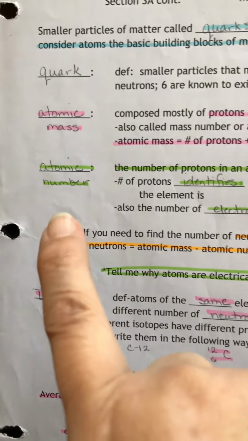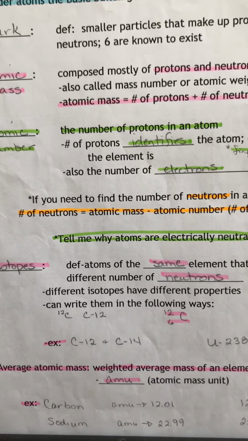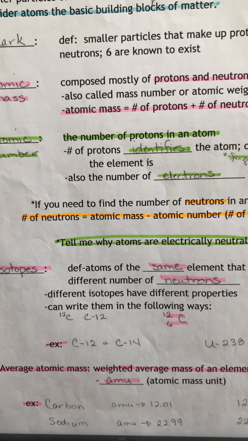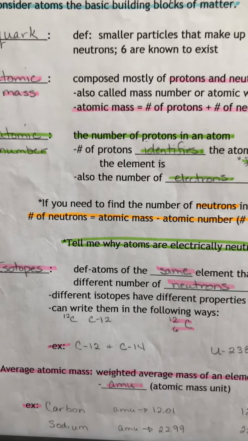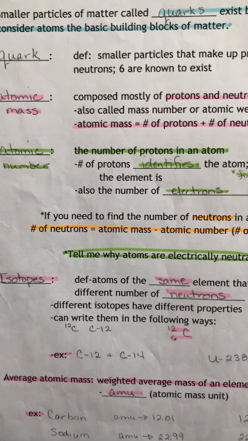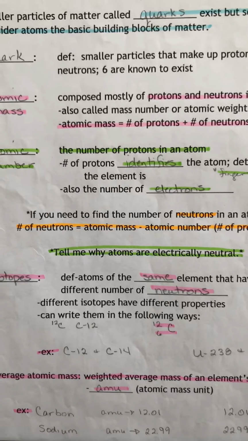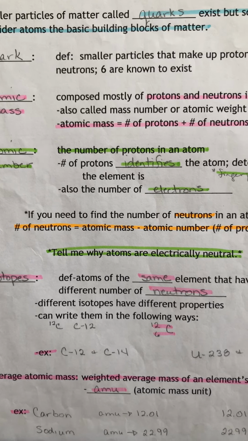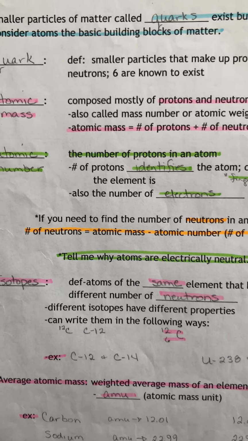Okay, so the second one that we need to look at specifically is the atomic number. The atomic number is the number of protons in the atom. And the number of protons is the identifier. It identifies who it is. I like to call it its fingerprint. Okay? So it will tell you who it is.